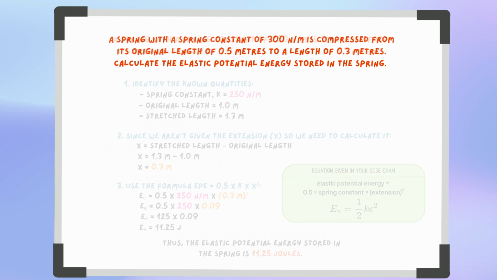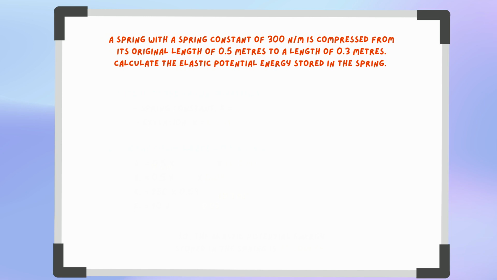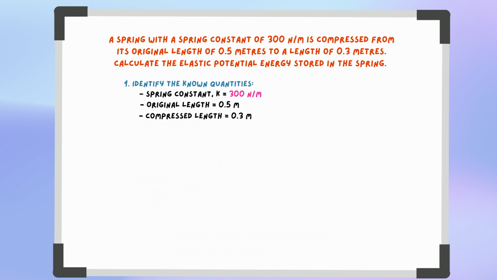Let's look at one final problem. A spring with a spring constant of 300 newtons per meter is compressed from its original length of 0.5 meters to a length of 0.3 meters. Calculate the elastic potential energy stored in the spring. First, start by identifying the known quantities. The spring constant is 300 newtons per meter, the original length is 0.5 meters, and the compressed length is 0.3 meters.